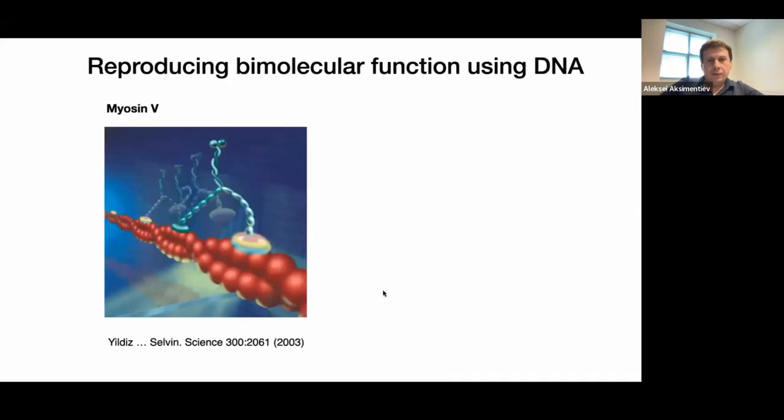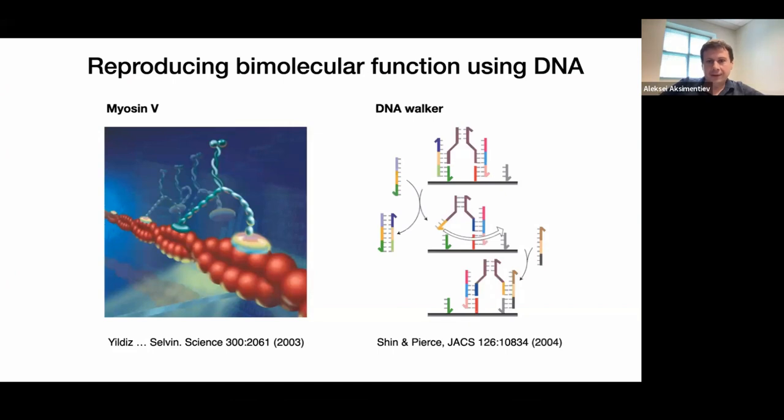So back to DNA and nanomachines, it's, of course, not a new idea. Back when experiment demonstrated that myosin motors work on actin filaments or kinesin works on microtubules, there was a complementary idea in the field of DNA nanotech, so-called DNA walkers, where you move a DNA construct along a track by strand exchange reaction.